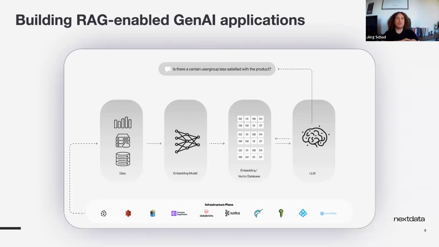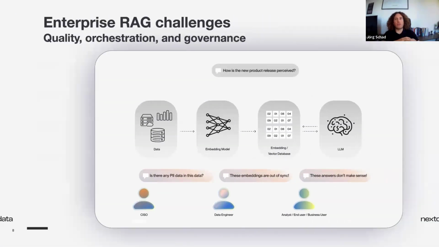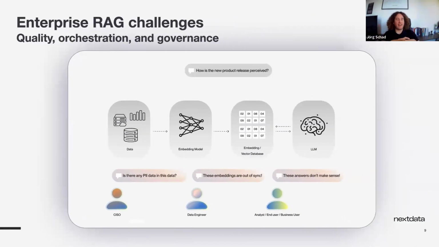As said, our question here to start out with is: is there a certain user group less satisfied with a product? The LLM can take this natural language question, utilize the embeddings, and produce a natural language outcome. Great. So we've just built our first RAG application, but immediately people across the org will voice their concerns.